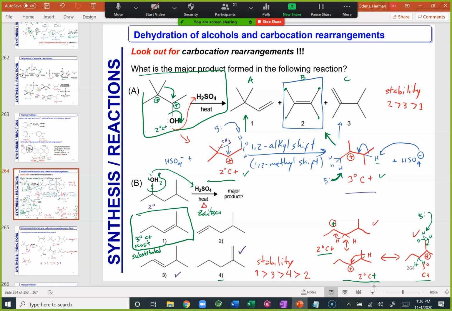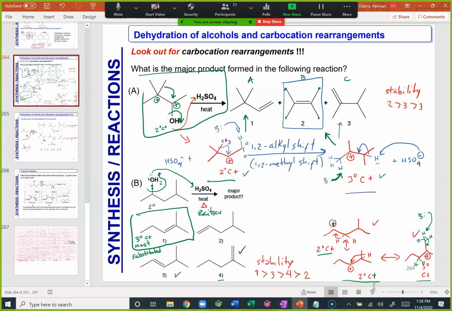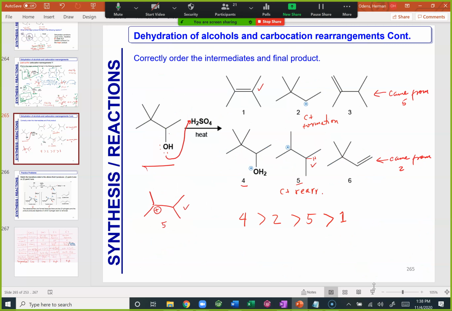All right, I'm almost done there, guys, so hold on for a second. Then I can give you a mechanism in just a few structures. Look at this. It says correctly order the intermediate and final product. And this is all in my recording, so I'm just trying to walk you through that in case you haven't seen it.